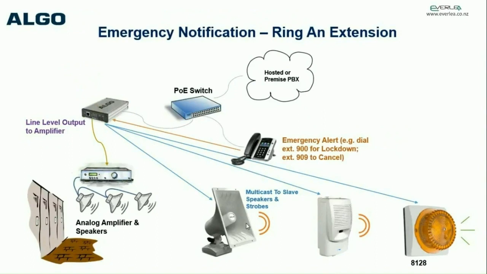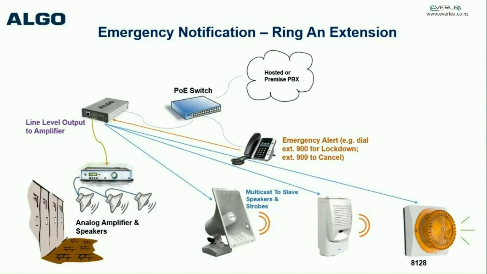If we have an emergency notification, we can set it up to dial, for example, 900 for a lockdown. That will then start playing an announcement through to the amplifier and or the multicast slave speakers. Again, as I indicated, we don't have to have an analog amplifier to use an 8180. We can use the 8180 as a scheduler and the emergency announcement as a standalone solution if we so wish.